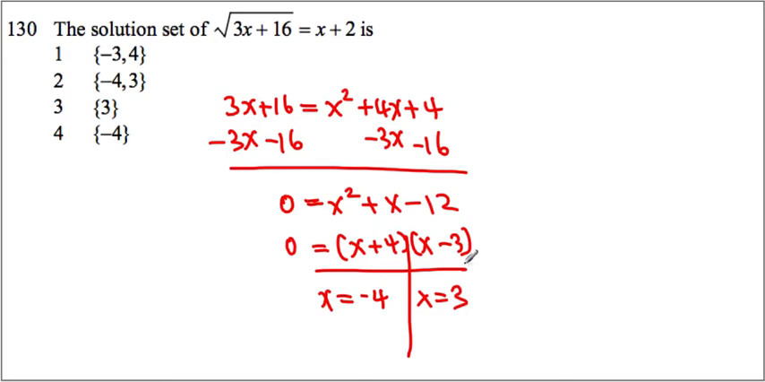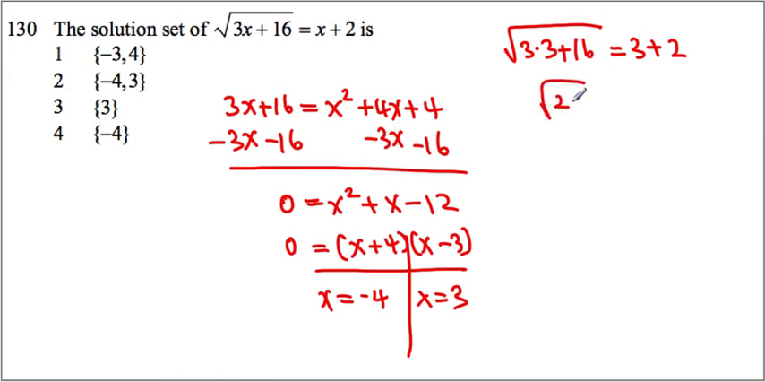Now, once again, we have to check the answer. If you have to plug in 3, what do we end up getting? 3 times 3 plus 16, is that 3 plus 2? On our left side, 3 times 3 becomes 9. Plus 16 becomes square root of 25. Is that in fact equal to 5? Yes, it is. So 3 is accepted.